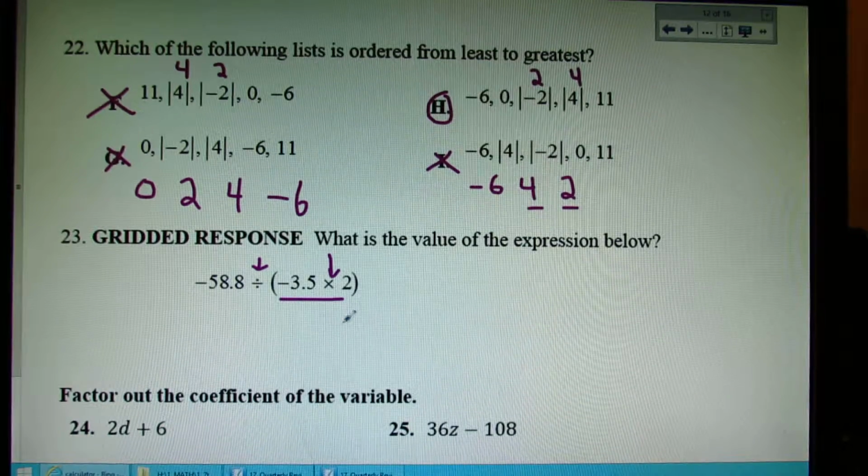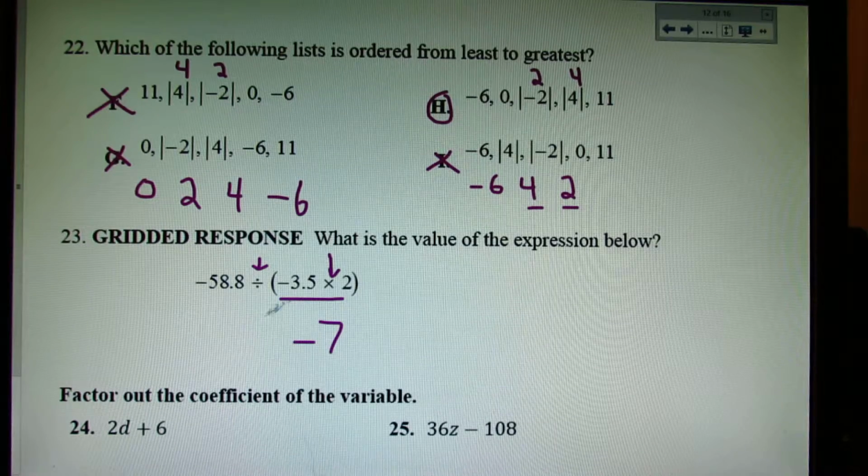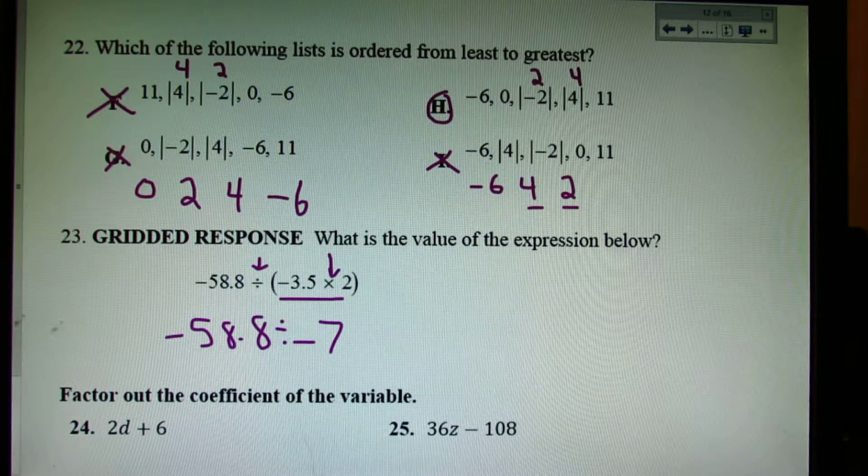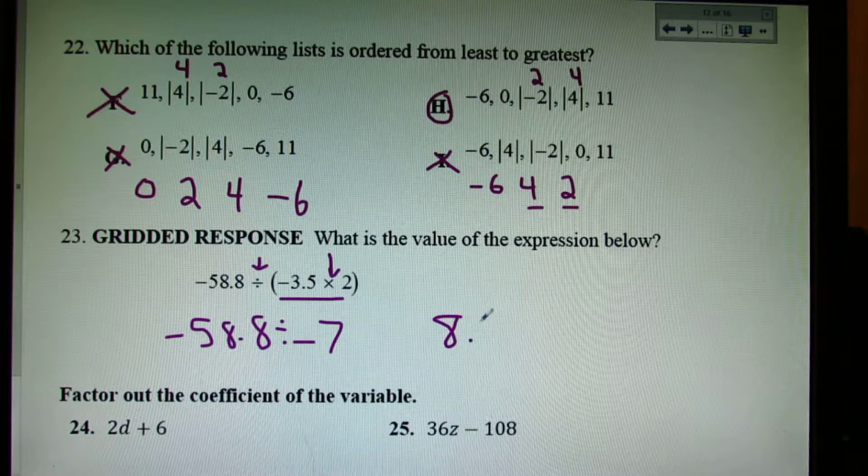Sorry, technical difficulties. Alright, so I have to do these parentheses first in order of PEMDAS. Negative 3 and 5/10 times 2, that's negative 7. Negative 58.8 divided by negative 7. You getting your calculator? You doing it? That'll be a positive 8 and 4/10.